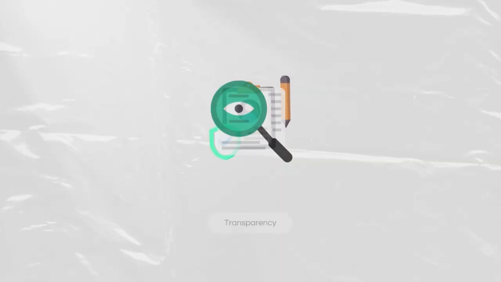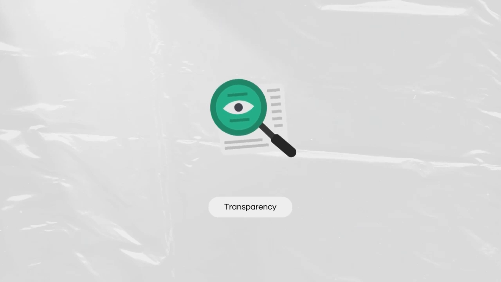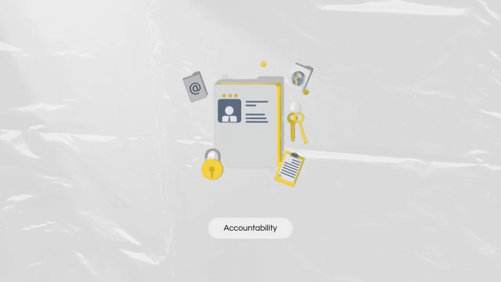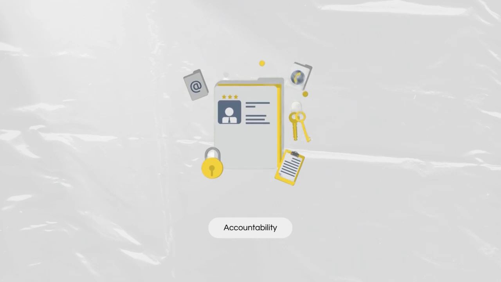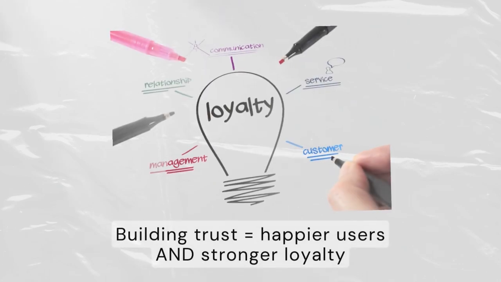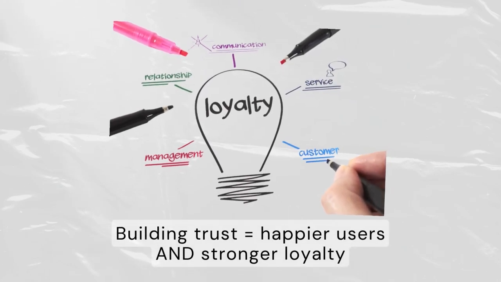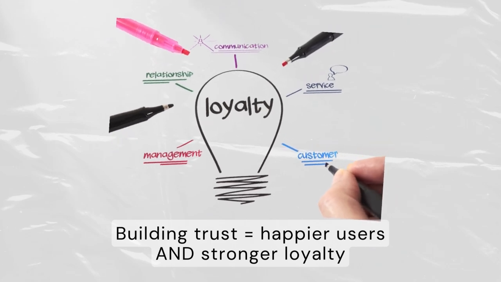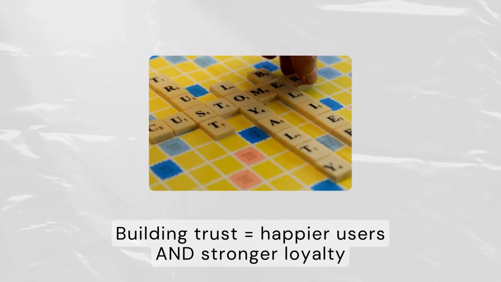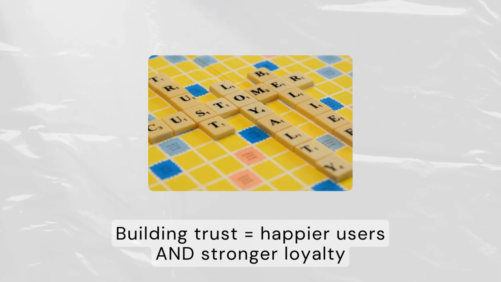Another one is transparency. Information should be clear, honest, and easy to understand. And of course, accountability. Designers are responsible for the choices they present to the users and the outcomes they lead to. Ethical design isn't just good for users, it's good for business. And building trust leads to better retention, higher satisfaction, and stronger brand loyalty.